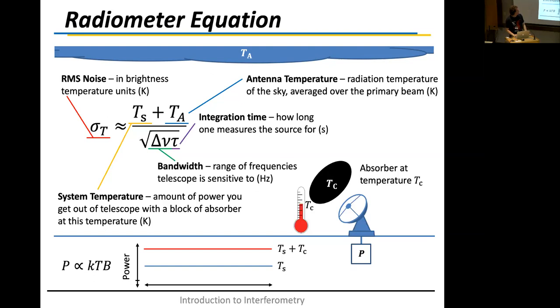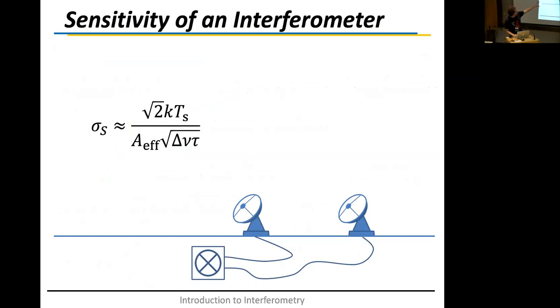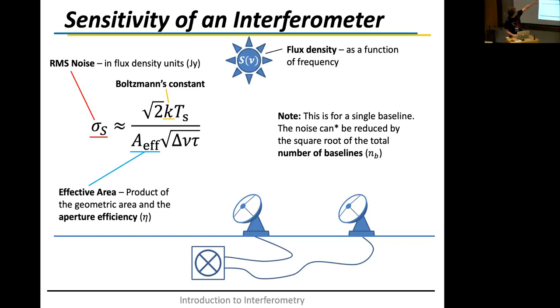All right, so that's for a single dish. For an interferometer, this is the equation that we're particularly interested in. So again, we're looking at the RMS noise now in units of Janskys, or typically described in units of Janskys, as equal to this expression over here. This K is the Boltzmann constant. We're assuming that the antenna temperature is roughly close to zero, or at least much less than the system temperature. So I've just made that approximation here.